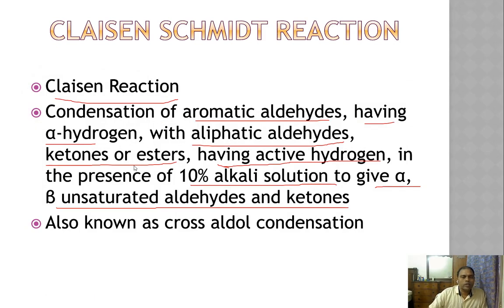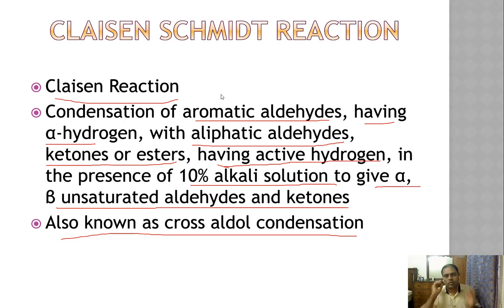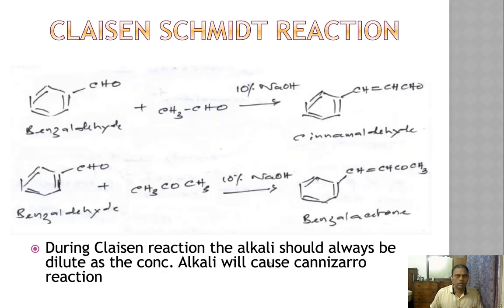The other thing is that it is also a cross aldol condensation reaction. Aldol condensation can occur in alkaline condition with only one kind of initial product. You can have just one kind of aldehyde or ketone. Here, what is happening is we are taking two different aldehydes. One is an aromatic aldehyde, the other one is an aliphatic aldehyde. That's why it is called cross aldol condensation.